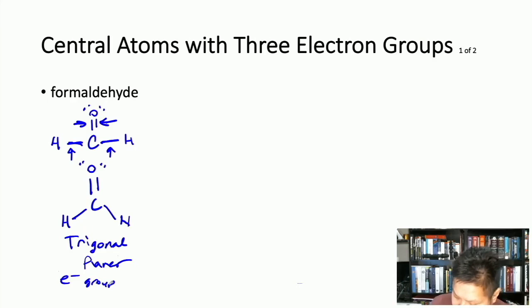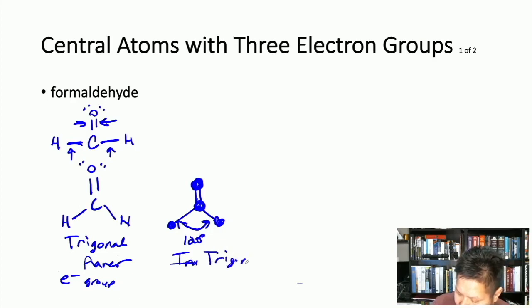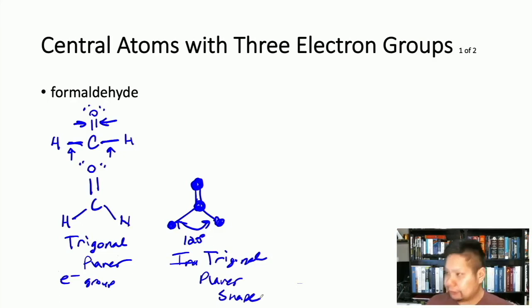And then again, if I draw its structure without electrons, just as a ball and stick model, like so, I can see here that this angle is 120 degrees. So it's also trigonal planar in shape. Pretty simple so far, right? Let's move on to the next one.